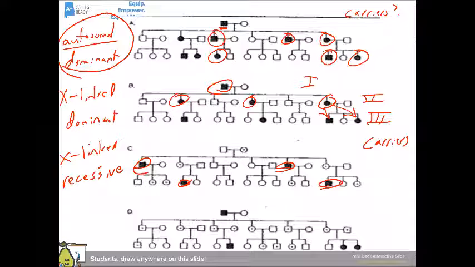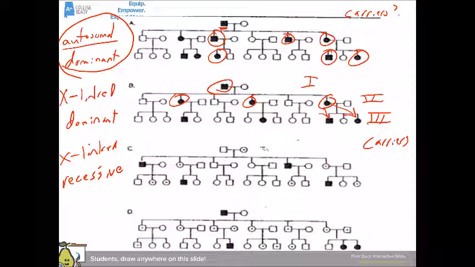Some of you might have jumped and put Y-linked on this because males have it and girls don't. But remember, females can't carry a Y-linked trait. They don't have a Y chromosome. So this has to be something on a sex chromosome. And the only sex chromosome that would work in this situation is the X. All right, going on down to the next one.